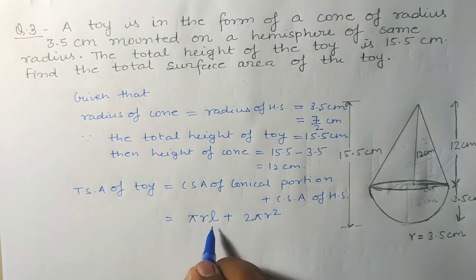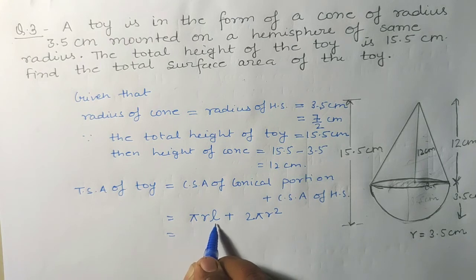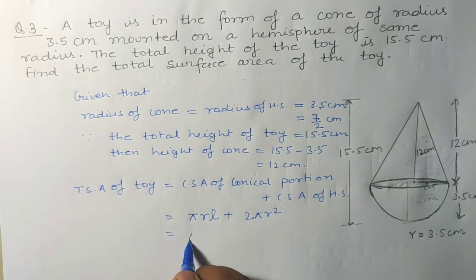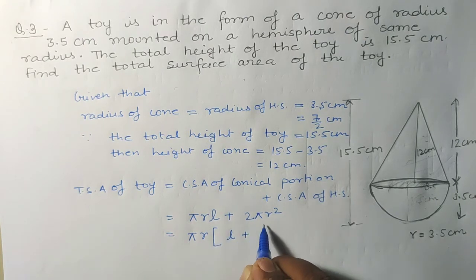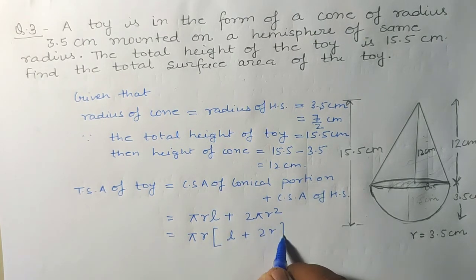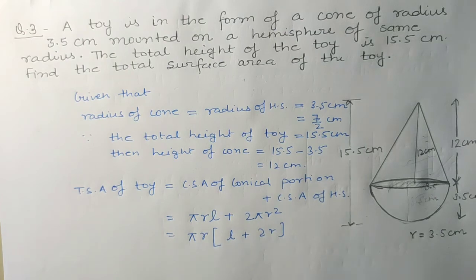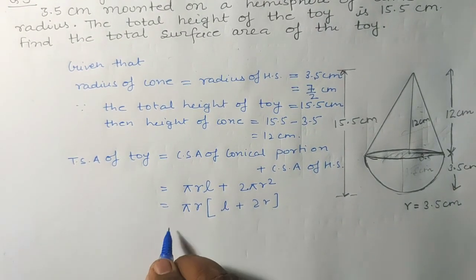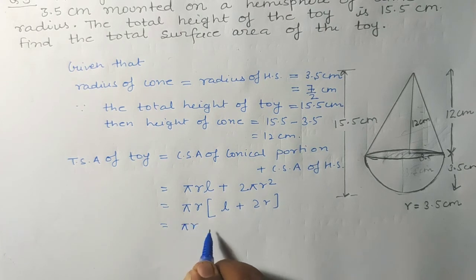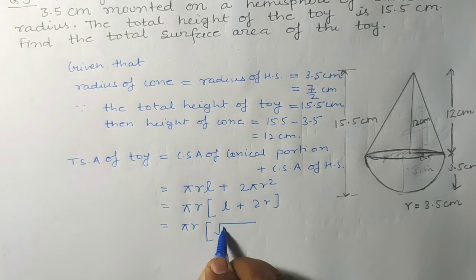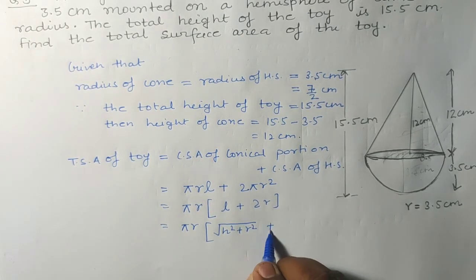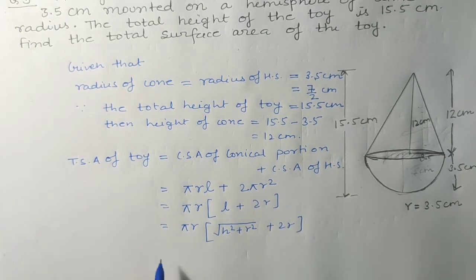Firstly we can take pi r common. So what is left? L plus 2r. Okay, now students, at the place of L, we know that L is equal to square root of h square plus r square, and here it is 2r. Okay, so now we are going to put all the values.